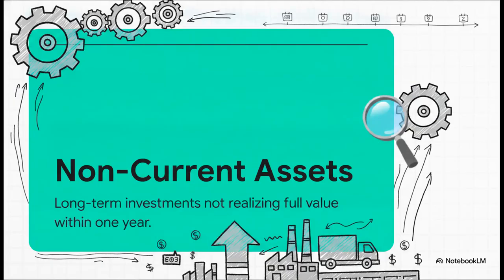So, formally defined, non-current assets are a company's long-term investments and property for which the full value will not be realized within the accounting year. Think of these as the long-haul heavy lifters of a business's operations. You don't buy a factory to sell it to customers tomorrow, right? You buy it to facilitate your business for years to come.